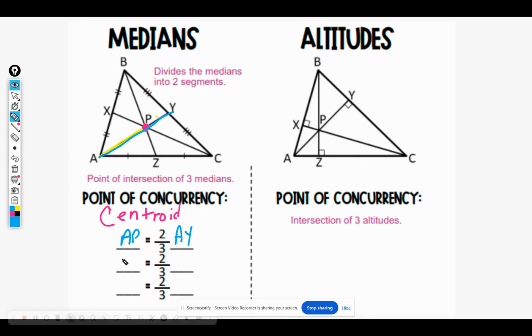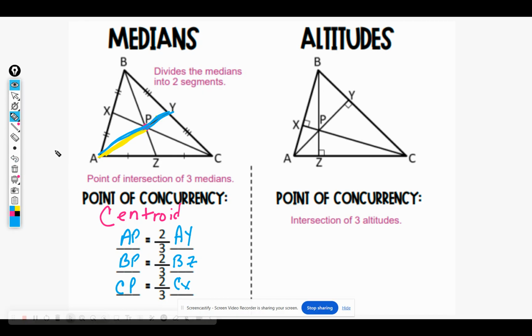And then same thing with BP. That is equal to 2/3 of BZ. And CP will be equal to 2/3 of CX. And again, as a refresher, we're talking about the lines. So if I say AP, AP is this line right here. So this line AP will be 2/3 of the blue line right here, which is PY. Okay, 2/3 of that line.